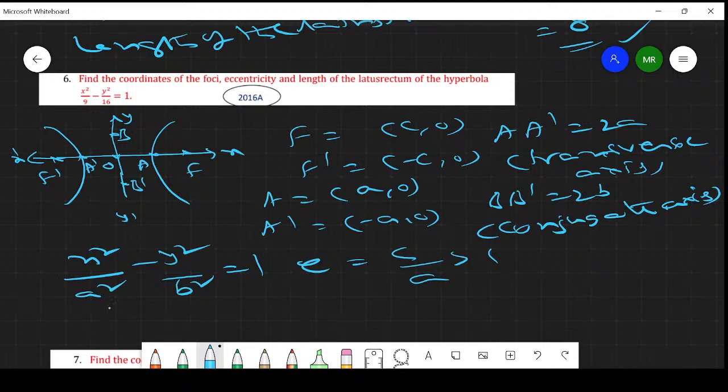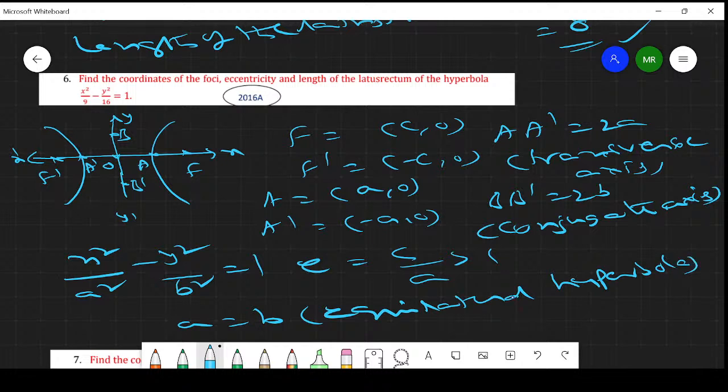Suppose in the hyperbola, if a is equal to b, then that hyperbola is called a rectangular hyperbola, or people may also say an equilateral hyperbola. Sometimes they may ask: when a is equal to b in a hyperbola, what do you call it? When a equal to b, it is called an equilateral hyperbola or rectangular hyperbola. Both are correct.